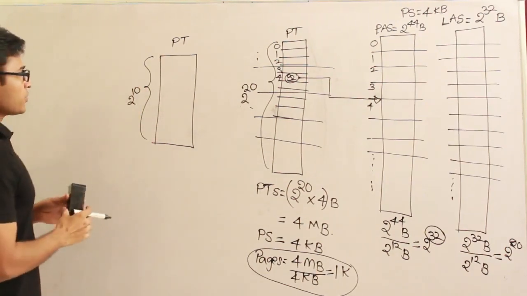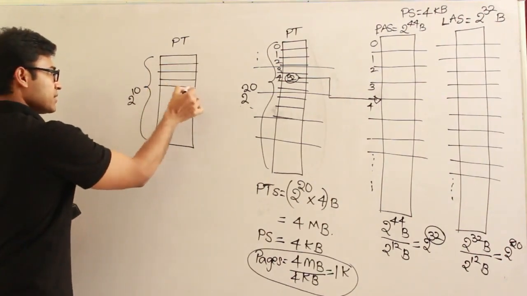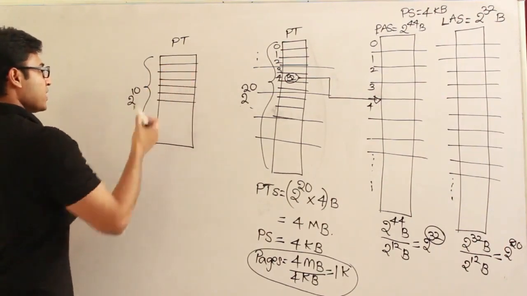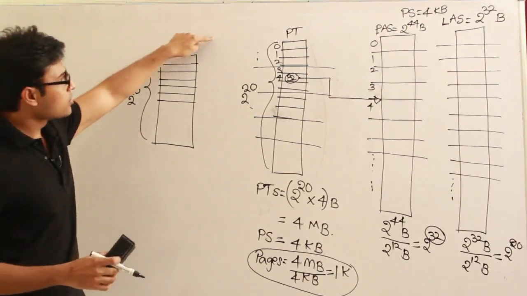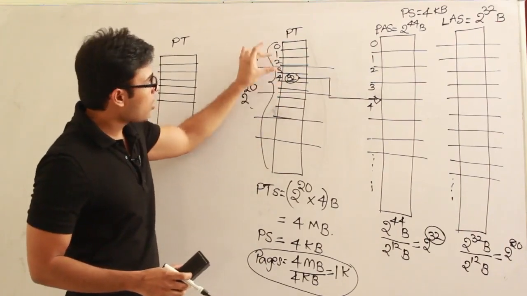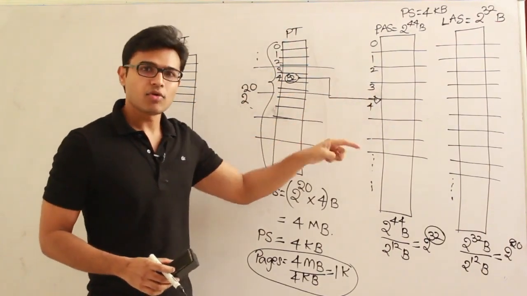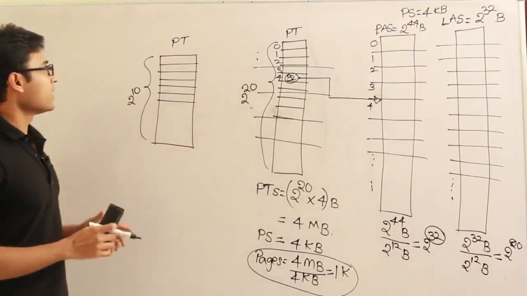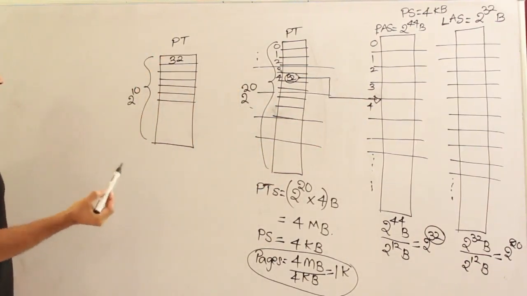And now the total number of page table entries present in this page table are 2 power 10. What should each entry point to? Again, this entry should also point to one of the frames in which one of the pages of this page table is loaded, right? Therefore again this one will also contain 32 bits, a frame number, right? So at least how many?